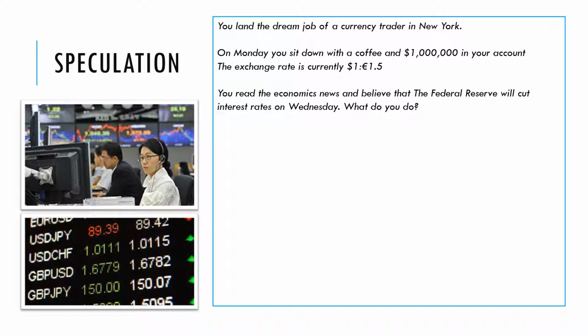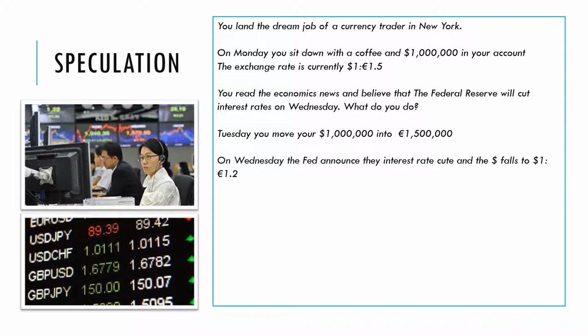You might want to pause the video, and if you want to be a currency trader in the future, think, what do you do? Well, on Tuesday, you move your $1 million into a euro account, and your $1 million on Tuesday will convert at the exchange rate as it was on Monday, and so you will get 1.5 million euros for your $1 million. So now you have 1.5 million euros in a European bank account.